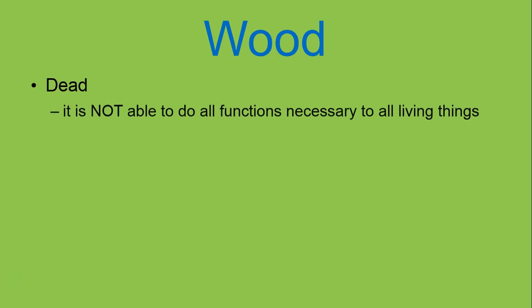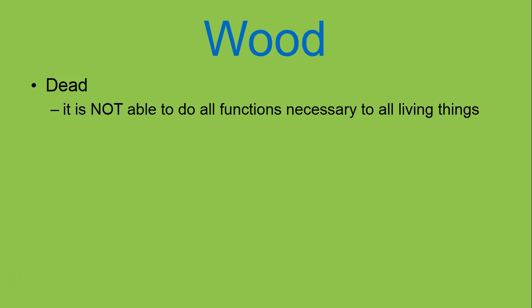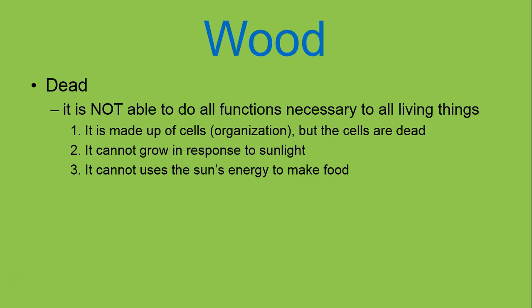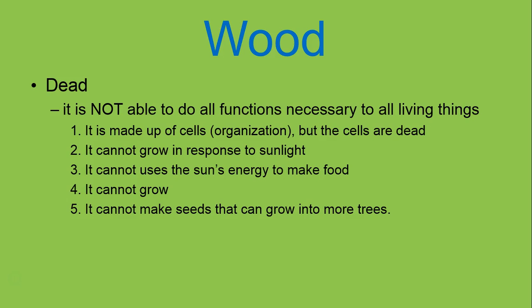Now, if we take that tree and someone were to cut it down and have, let's say, some wood for fire, this would be considered dead. While the wood still has cells, those are not able to function. So it's still organized. If you cut a slice of the piece of wood and put it under the microscope, you would still see its cells, but those cells are no longer functioning. It can no longer grow or respond to its environment. It no longer uses energy. And it can no longer make seeds that would reproduce into more trees.